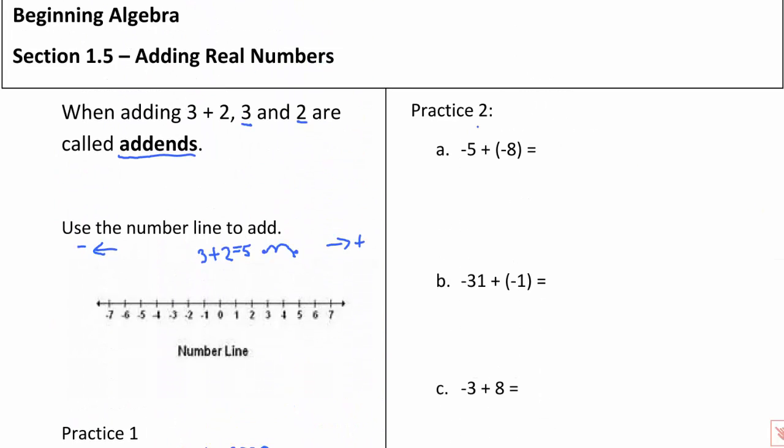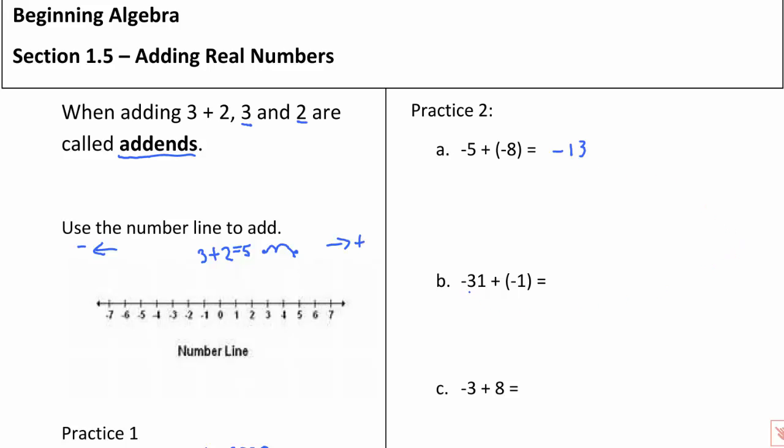Okay, practice 2. Letter A, we have negative 5 plus negative 8. Notice that we have a negative plus a negative. They're same signs, so we're going to just add them together. In other words, we're going to look at this as the absolute value of 5 plus the absolute value of 8. So 5 plus 8 is 13. And then they're the same sign, so I'm just going to use the sign we have here, which is negative 13. So negative 5 plus negative 8 is negative 13.